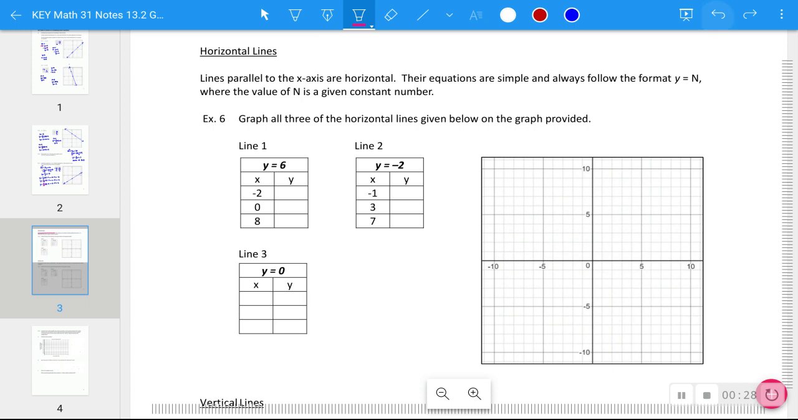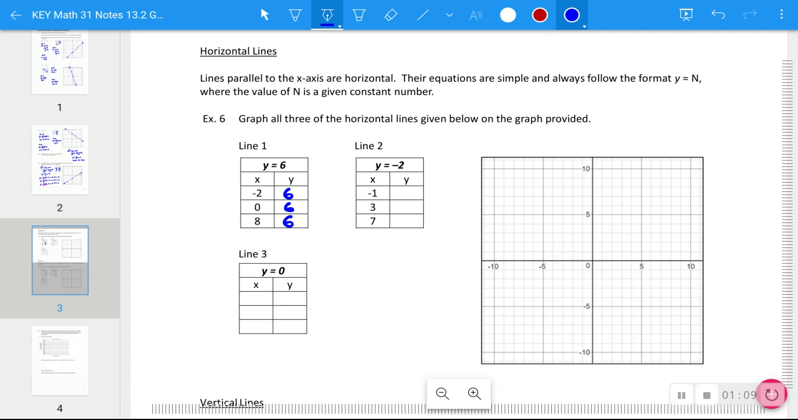Horizontal lines have equations that are always y equals some value n, so you can see three examples here: y equals 6, y equals -2, and y equals 0. These end up giving lines that are horizontal. You may notice that there's just a y variable and no x variable in the formula. So this one says y has to equal 6. Since it tells us nothing about the x, you let the x be whatever you want. I've chosen here -2, 0, and 8, but the y has to be 6.